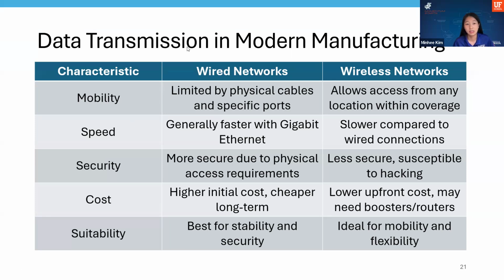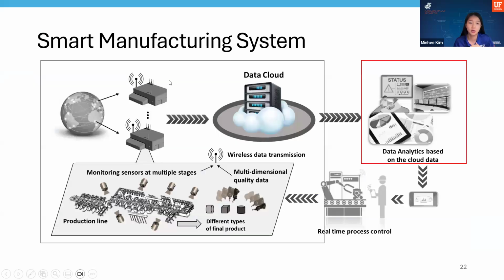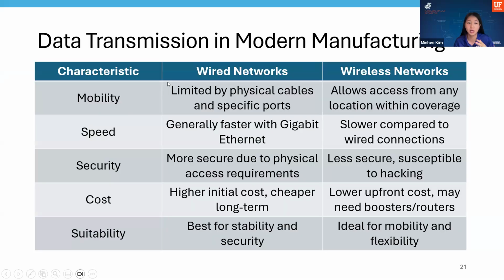So in short, wired networks are limited due to physical constraints and require a high initial cost. But on the bright side, oftentimes they are faster than wireless networks and more secure. On the other hand, wireless networks are more flexible, but can be slower than wired networks and more prone to cybersecurity attacks, which arise as one of the most important challenges in modern manufacturing. So to decide which option is the best, we have to consider different characteristics.